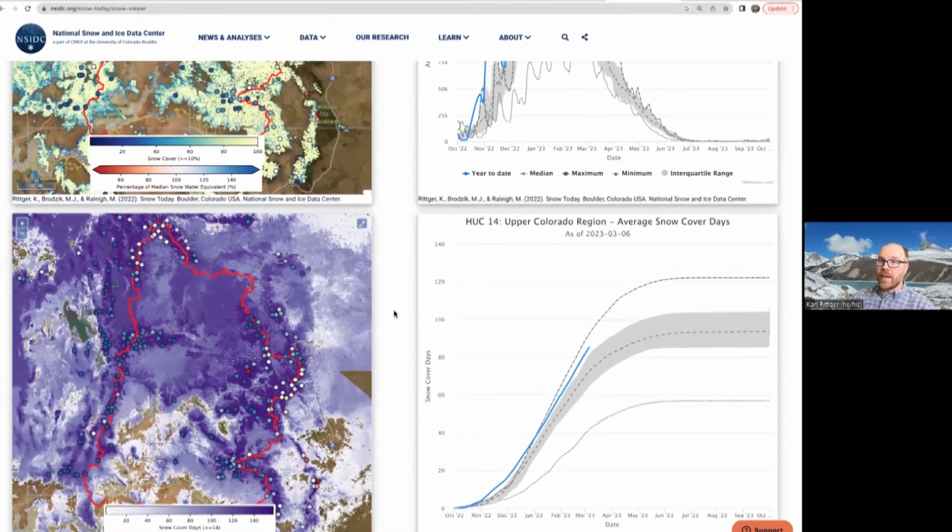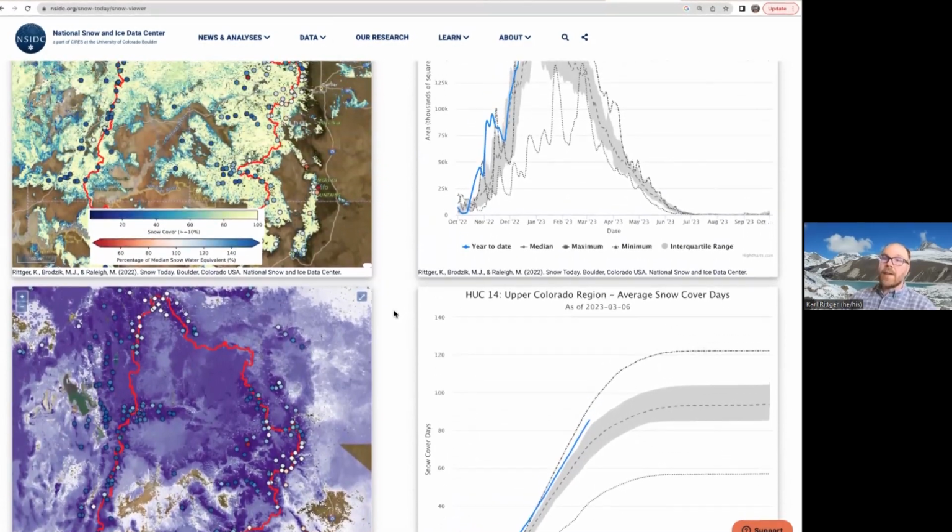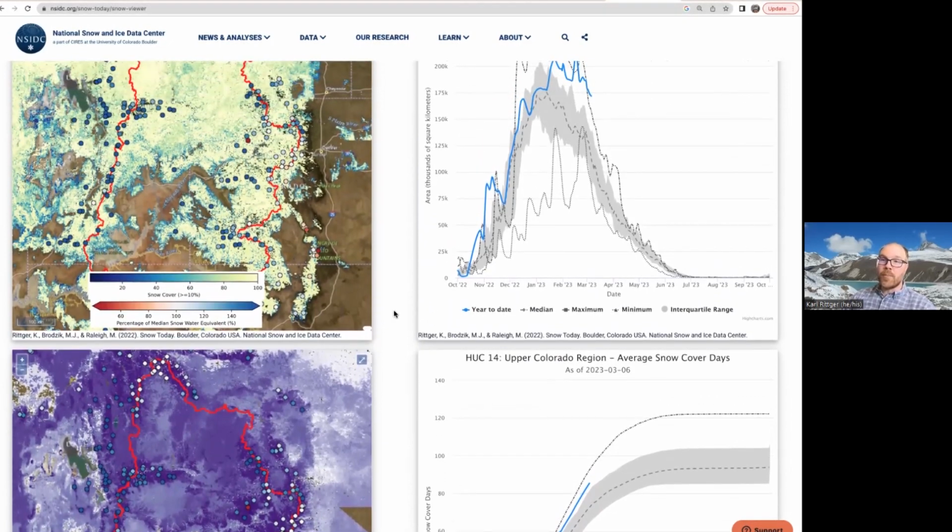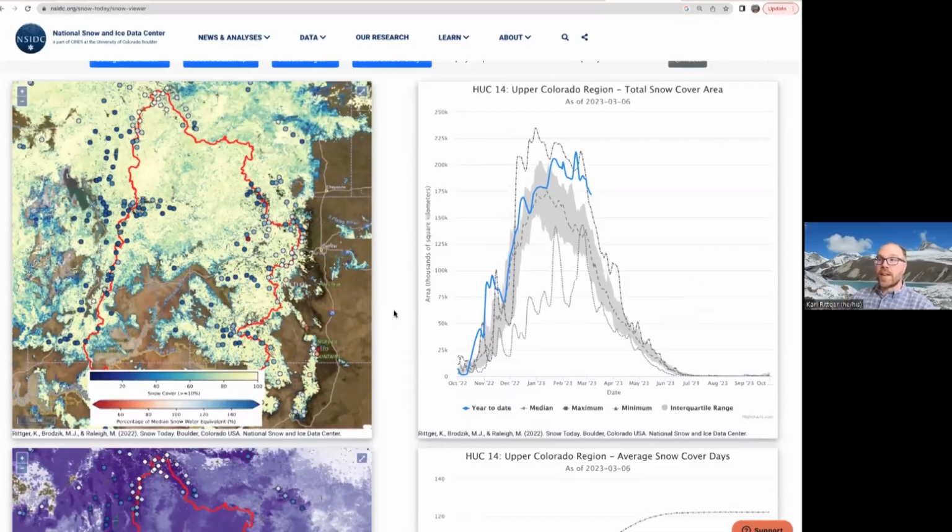We bring together the satellite-derived maps of snow cover days, radiative forcing, and albedo, along with the SWE point measurements from the SNOTEL stations.